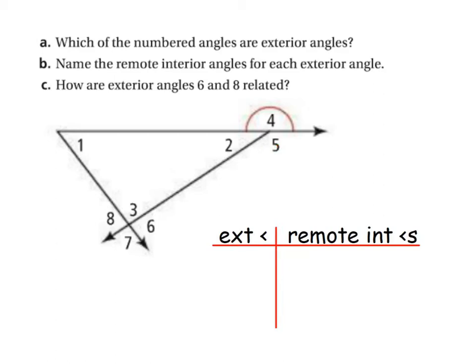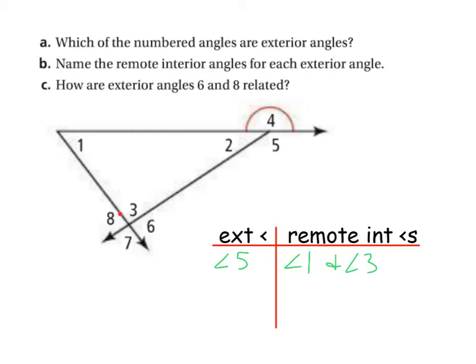So let's go ahead and write that in our chart. I know that angle 5 is an exterior angle. And what would be its remote interior angles? Well, I already told you 1, 2, and 3 are the interior angles. The remote ones would be angle 1 and angle 3. Now, there's nothing going on over here at 1, so it's all right down here in this mess as far as figuring out what's going to be an exterior angle. So let's look and see what we've got.